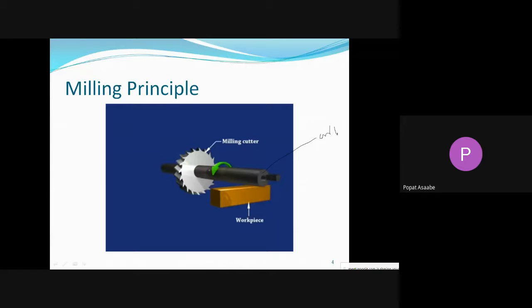See, this is the milling cutter, and it consists of multiple cutting edges. This milling cutter we are going to mount on an element called the arbor. See, this is the arbor, and on that arbor we are going to mount this milling cutter.